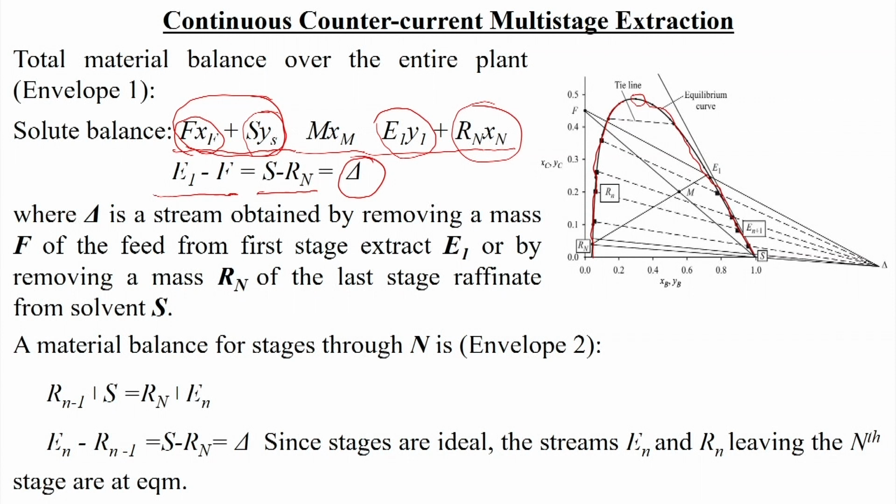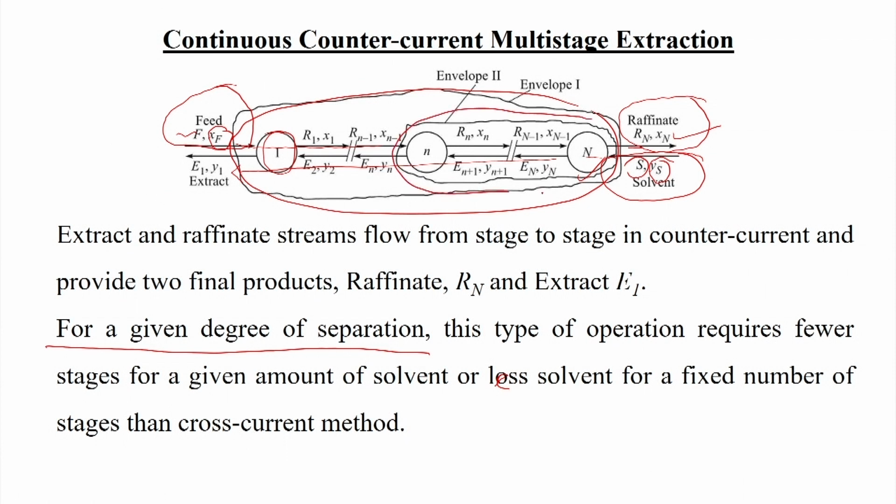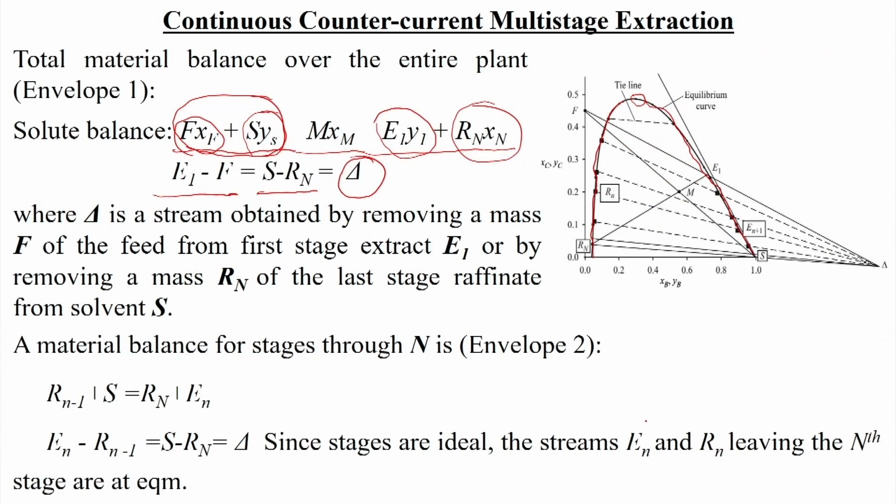Now, if we do the material balance in envelope 2, the small envelope like this, we will get R n minus 1 plus S is equal to R n plus E n. From here also we get extract minus raffinate, which gives S minus R n. So, this is also delta. If we do this repeatedly for all the stages, we will get one difference, extract minus raffinate, and that is the delta. How to get this we will discuss in detail.